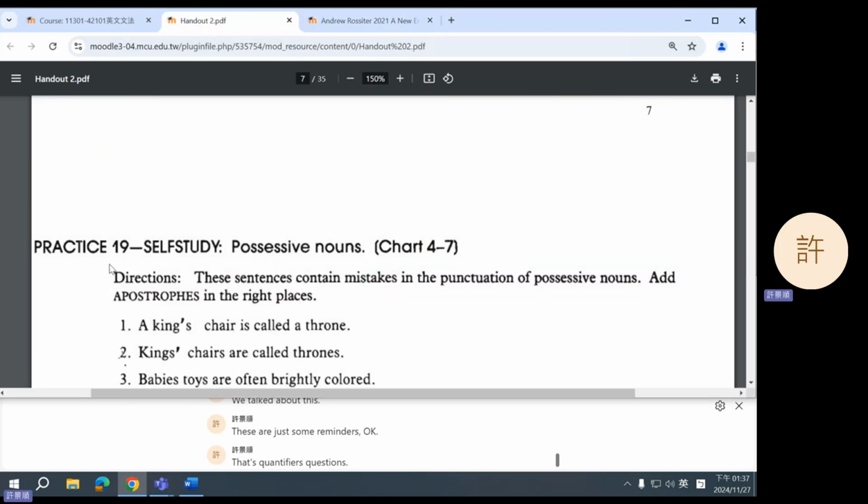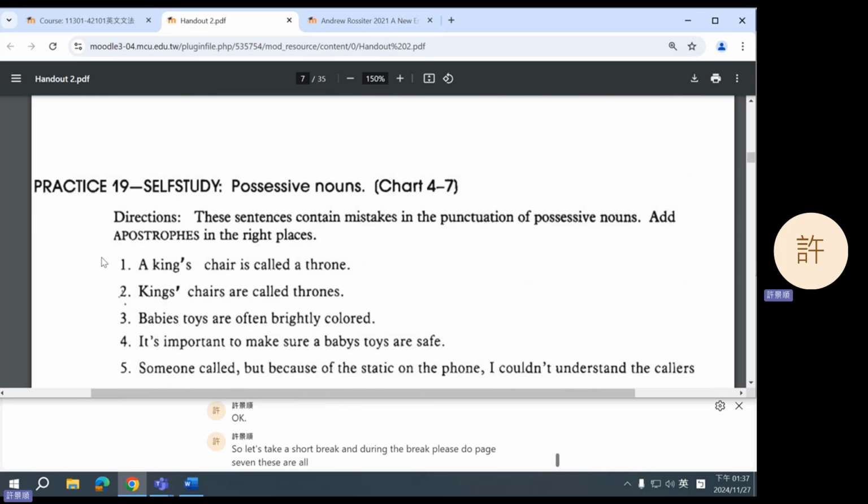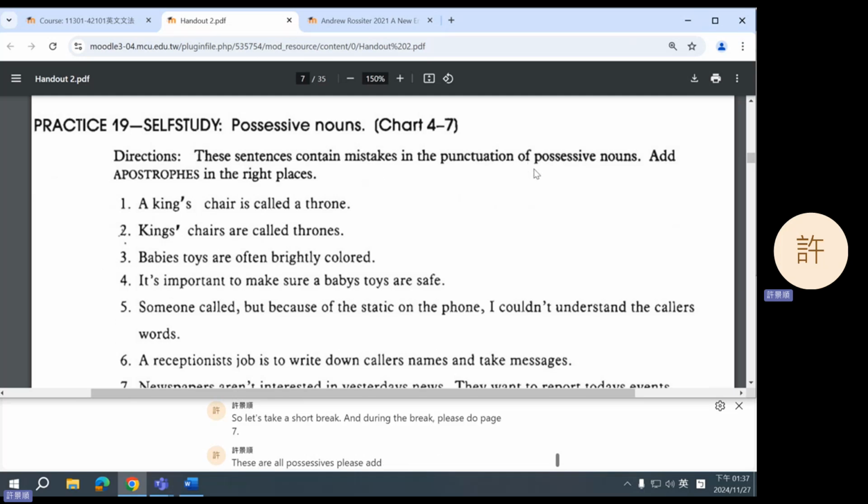Okay, so let's take a short break. And during the break, please do page 7. These are all possessives. Please add the apostrophes in the right place.